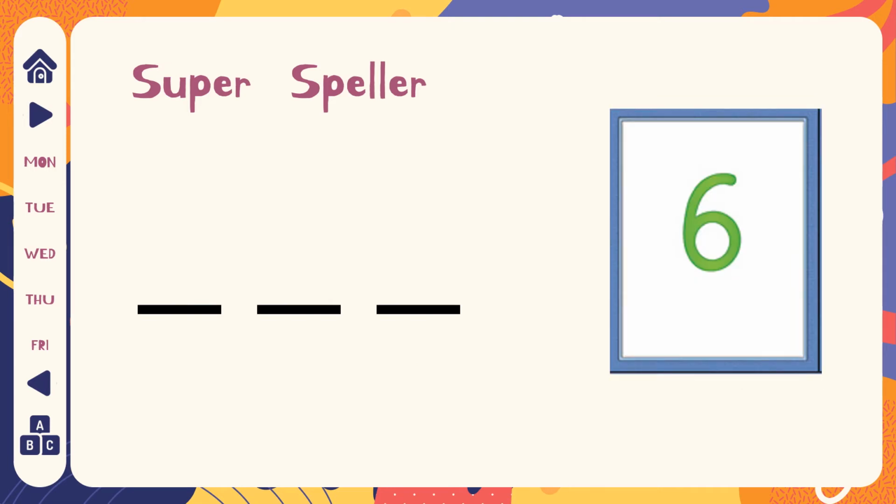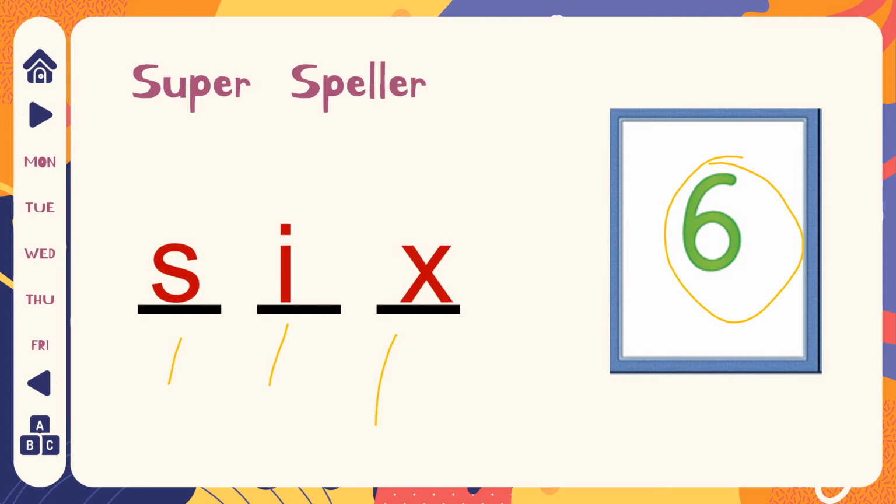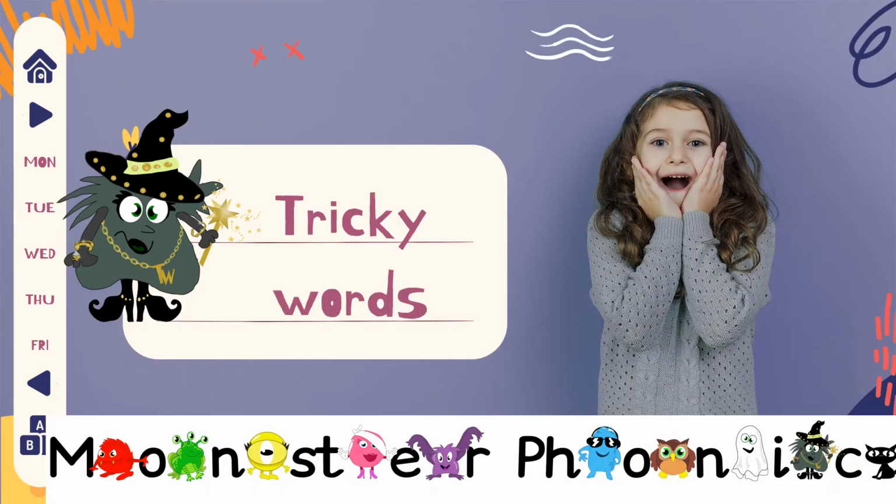Now look at the second word. We have here number 6. And here we have 3 sounds. So can you write 6 in letters? Six. Start with s, i, x, six. Excellent. Bravo, grade 1. Now, grade 1, we will move to tricky words.